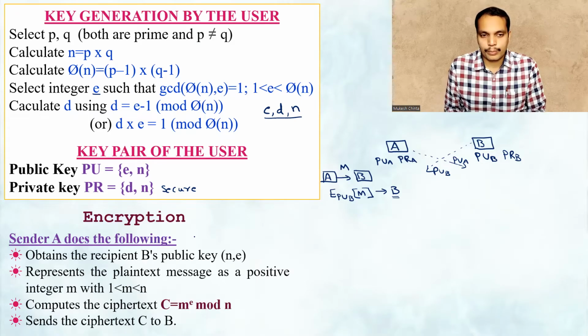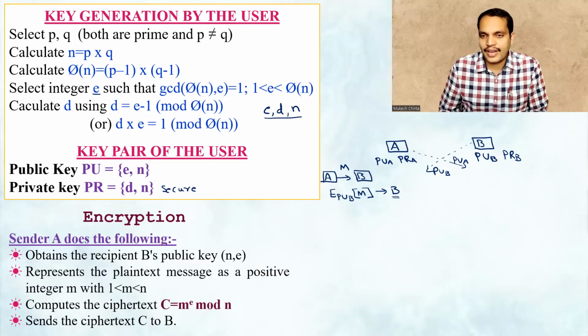Let me show you. The encryption part obtains the recipient B's public key. So whatever B has published, E, N, I will receive it. And then whatever plaintext that I want to send is represented as a positive integer M with the condition that M must be greater than 1, but less than your value N that you calculated, P into Q. So your M must be less than N, but greater than 1. Then you have to compute the ciphertext C is equal to M power E mod N. This E corresponds to the public key of B, which B shared earlier. This ciphertext is now sent to B.